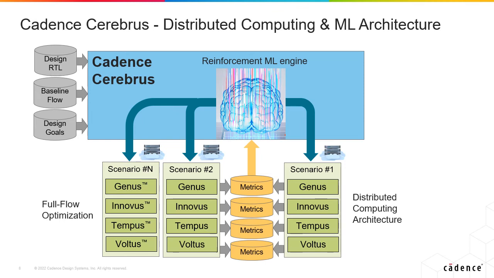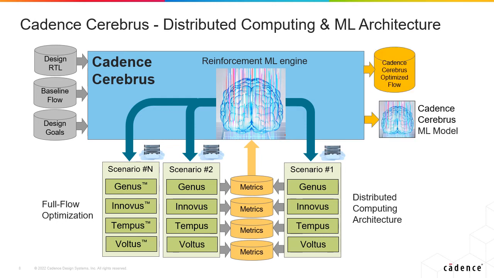It is not computationally efficient to just run every possible combination of flow options to pick the best result. RL allows Cerebrus to learn which flow options are effective on a particular design, so the flow optimization can converge much more quickly.